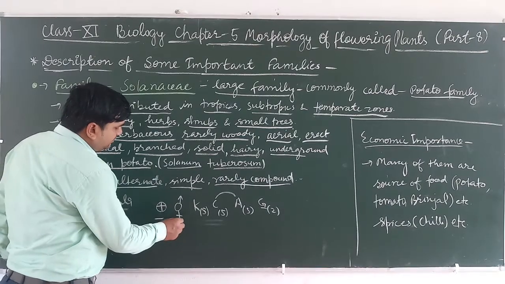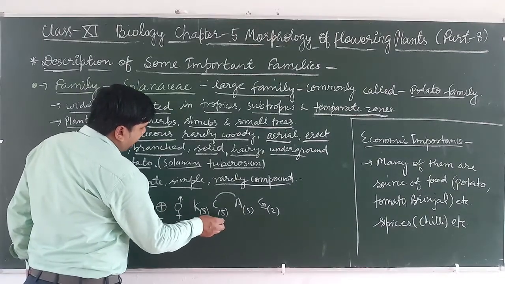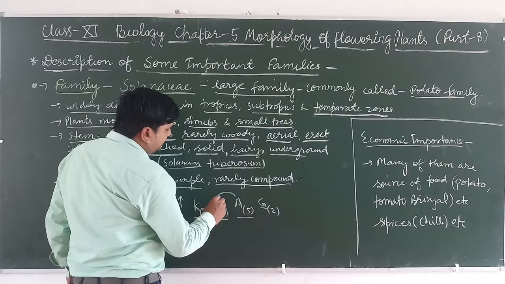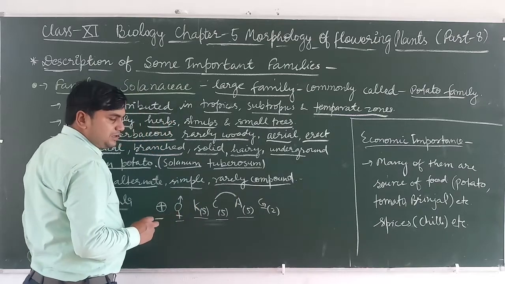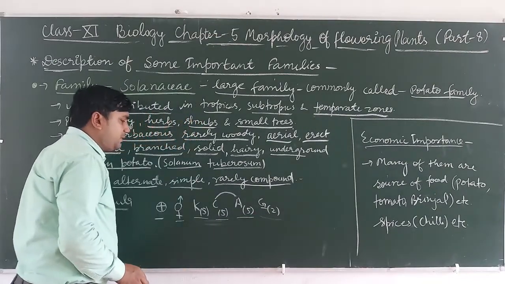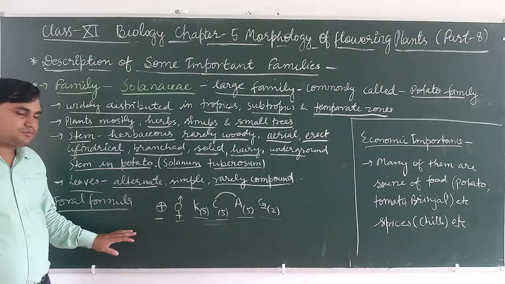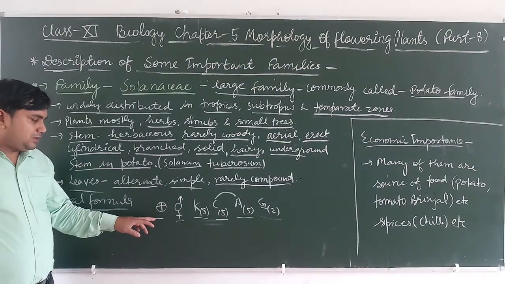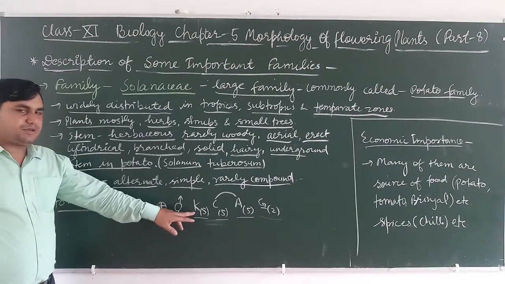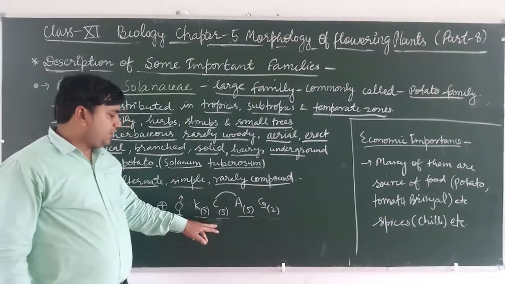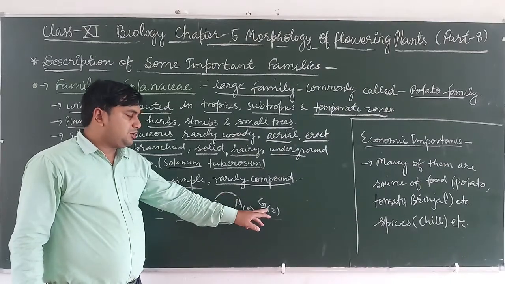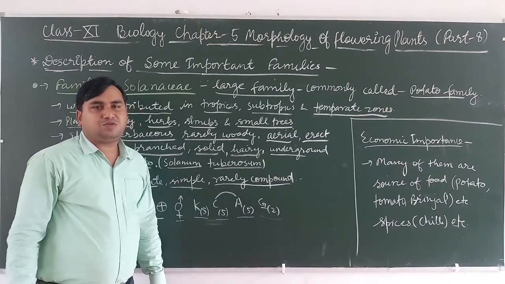They are actinomorphic, bisexual, calyx 5 and united, corolla 5 united, androecium 5 united, that have valvate aestivation, gynoecium is bicarpellary, here you can see, and with superior ovary. Once again, they are actinomorphic in nature, bisexual because both male and female are present, calyx 5 united, corolla 5 united, androecium 5 united with valvate aestivation, gynoecium is bicarpellary with superior ovary.